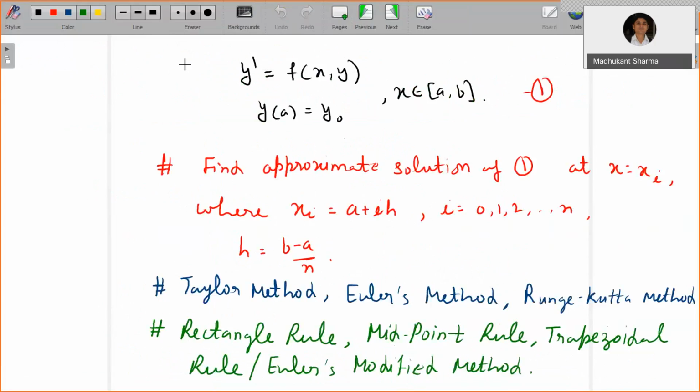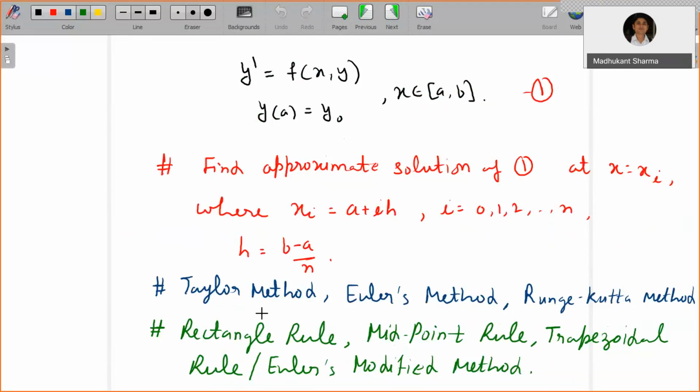Very good morning. What we have done so far is we have considered the initial value problem and tried to approximate its solution at values x equals xi, where the xi are equispaced points in the interval a to b with step size h equals (b minus a) by n. To approximate the solution, we started with Taylor's method. We then gave Euler's method and Taylor's method of higher order. Then we also stated the Runge-Kutta methods of order 2 and order 4.